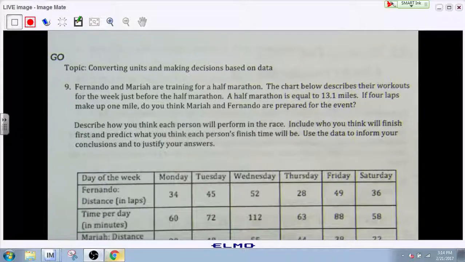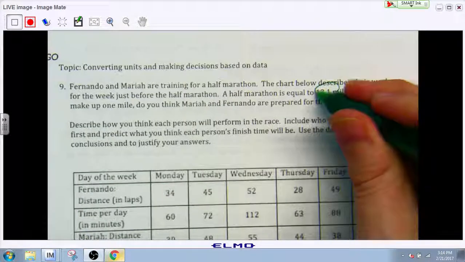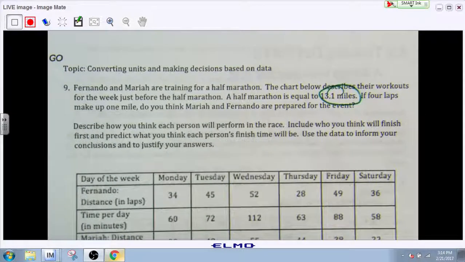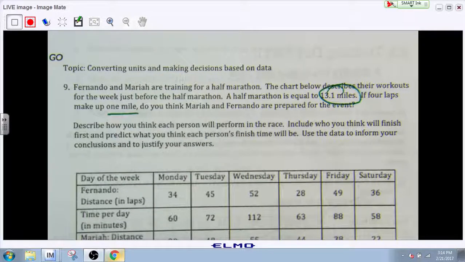And then we look at our next and final section. It says, Fernando and Mariah are training for a half marathon. The chart below describes their workout for the week just before the half marathon. A half marathon is equal to 13.1 miles. If 4 laps is 1 mile, do you think Mariah and Fernando are prepared for the event? And so what we have to do is look at this and, using the data, figure out if they can do it. So here's what we have.